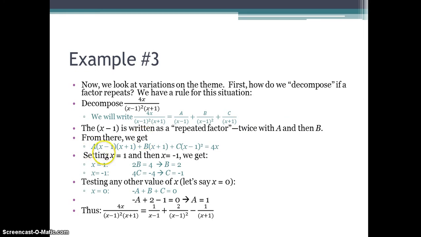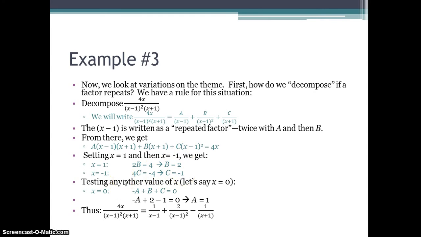So from there we get a times x minus 1 times x plus 1 plus b times x plus 1 plus c times x minus 1 squared, that is rewriting all of the factors we're missing, is equal to 4x. So we get two options. We can set x equal to 1. When we do so, we end up with 2b is equal to 4 and b is equal to 2. We can also set x equal to negative 1, which cancels out everything but the c factor. And we get 4c is equal to negative 4, and then c is equal to negative 1.